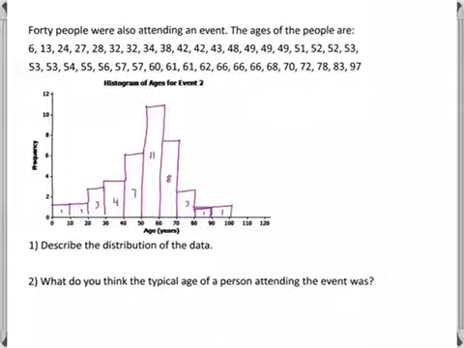All right, so now that I have my histogram drawn, I can start analyzing the data. The distribution for this data, I would say this is fairly symmetrical. It's not perfect, but it is fairly symmetrical. And so what do I think the typical age of a person attending the event was? I'm going to say it's going to be somewhere between 50 and 60 years old.